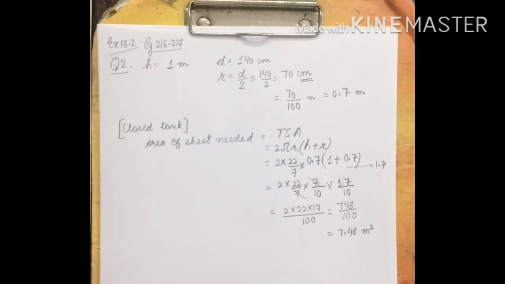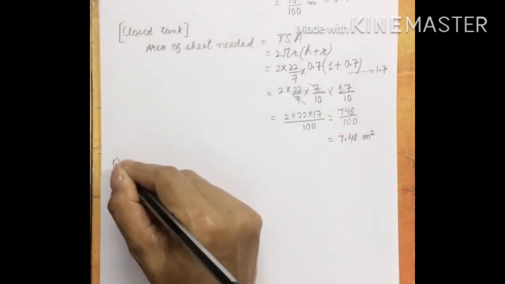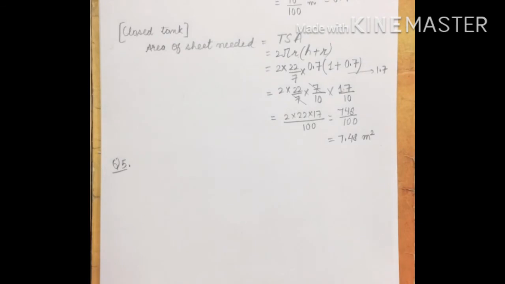After this, I want you to move on to the 5th question. We are doing the questions in a random order. I'll be making you do the easier ones first, and then we will proceed to the harder ones. So let's do question number 5 now. Question number 5.